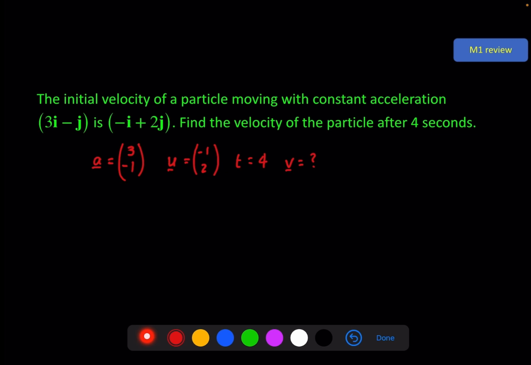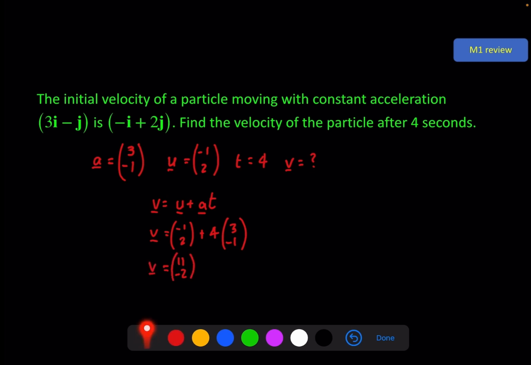So we're using a constant acceleration formula because the acceleration given here is constant. The formula we need is v is equal to u plus at, and these 3 are vectors. So v is equal to (-1, 2) plus the time is 4 times a, (3, -1), which gives us (11, -2).